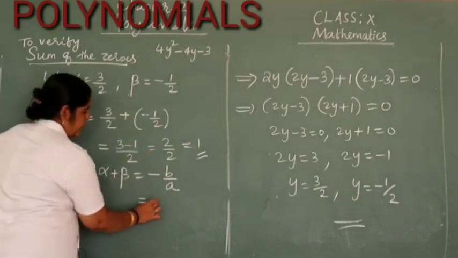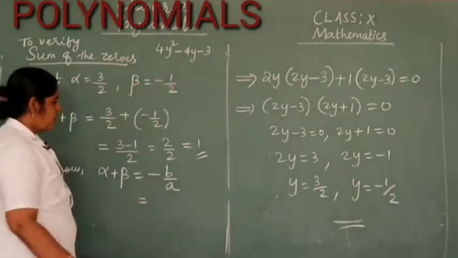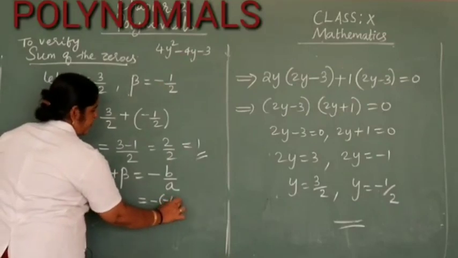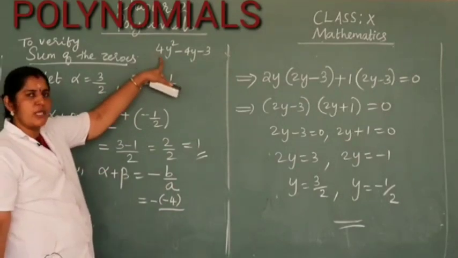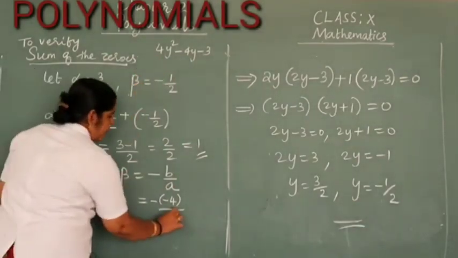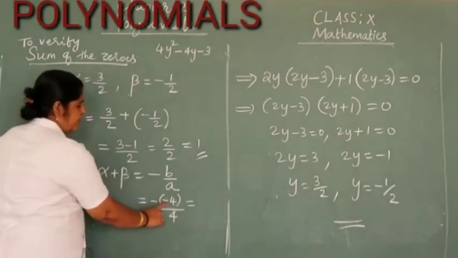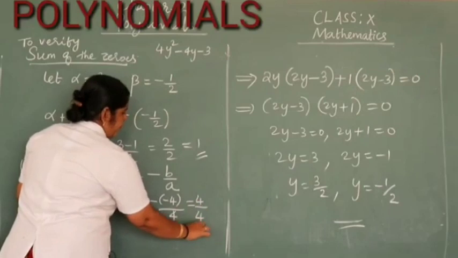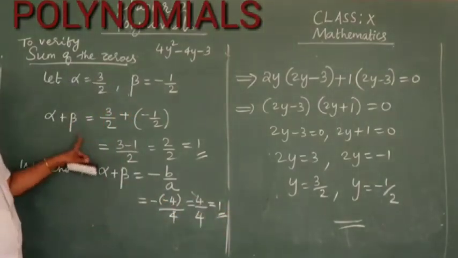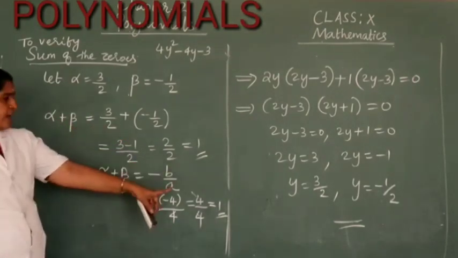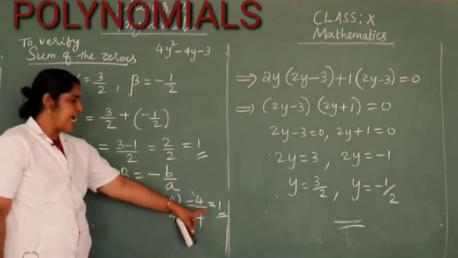So that is equal to minus b. What is b here? Minus 4. So minus of minus 4 by a. What is the value of a? It is also equal to 4. So minus of minus 4 by 4, that is minus of minus 4 is 4, by 4, which is equal to 1. So what we get here, when you find the sum of the zeros directly, you got the answer 1, and when you use the relation also, you are getting the answer 1.